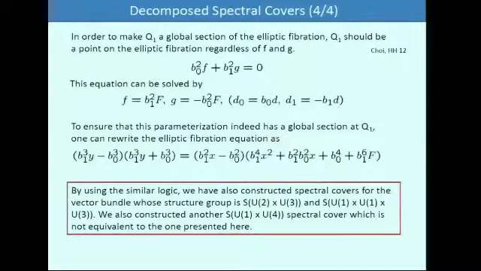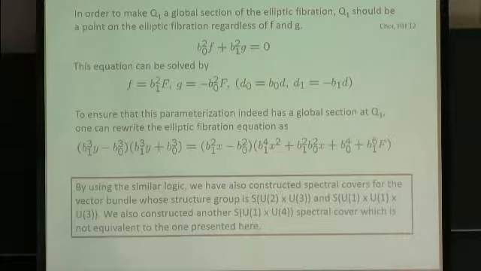Then if we require this Q1 to be a global section of the elliptic fibration, then this Q1 should be a solution of the elliptic fibration regardless of f and g. Then we have a relation like this to make this Q1 a global section, and this equation can be parameterized in this solution. Then to ensure this really gives a global section, we can rewrite the elliptic fiber equation which I showed before for the elliptic fiber threefold. Then that equation can be written in this way.